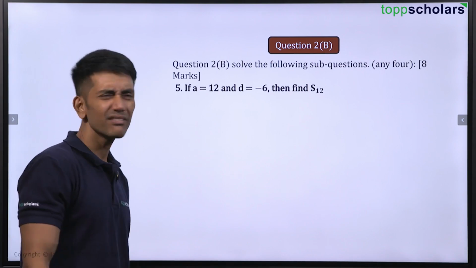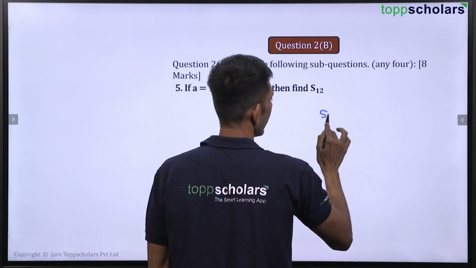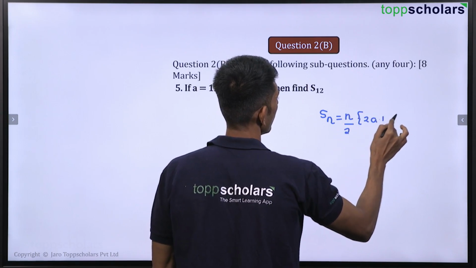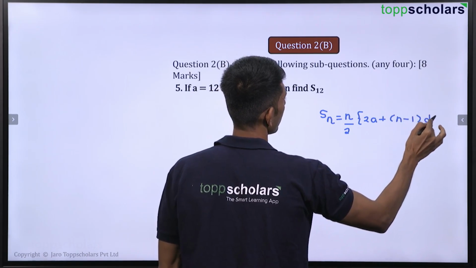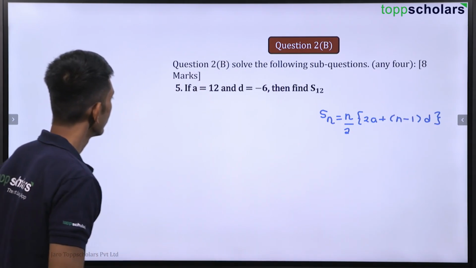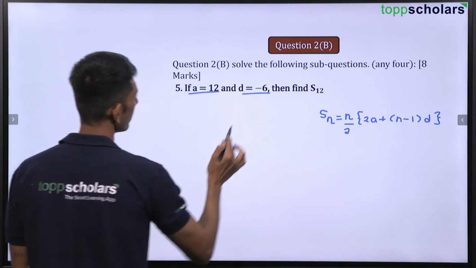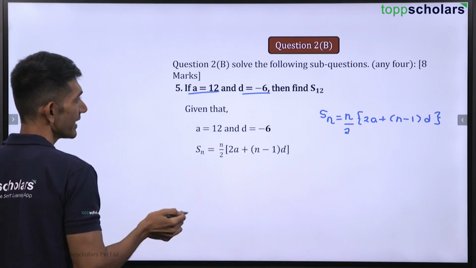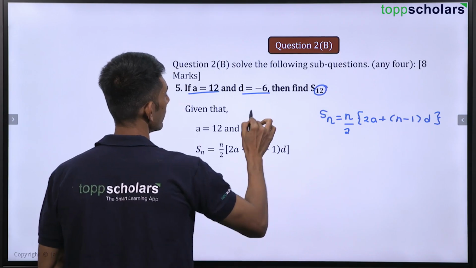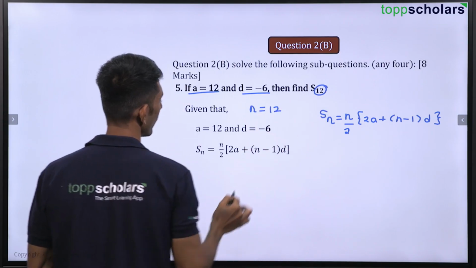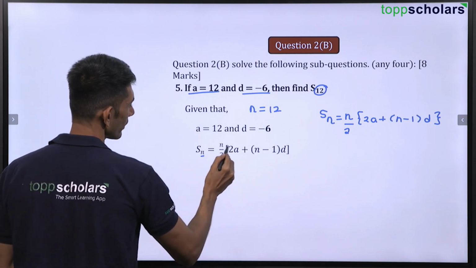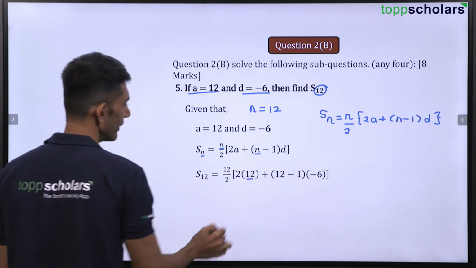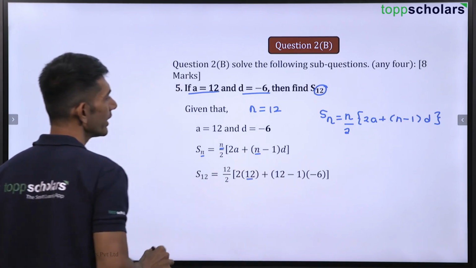So A is given, D is given, find S12. Sn, right? Sn is equal to n by 2, 2a plus n minus 1 into D. So A is given, D is given, correct? Formula for Sn we are writing, n is 12. Put n as 12, put 12 here, 12 here, 12 here. So S12 is equal to 12 by 2, 2 into 12 plus 12 minus 1 into D. D is minus 6.